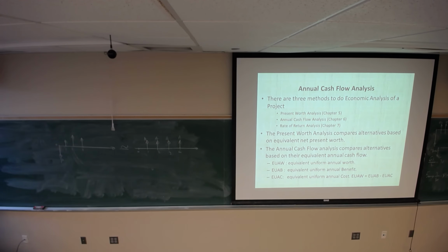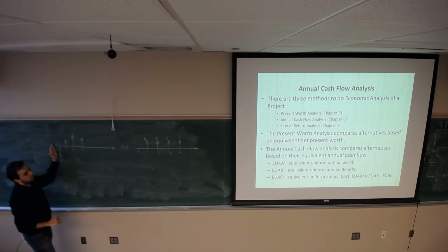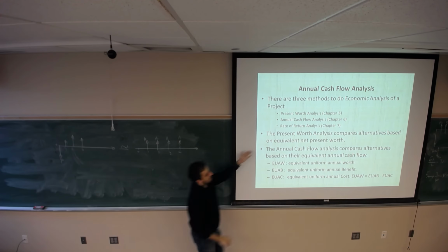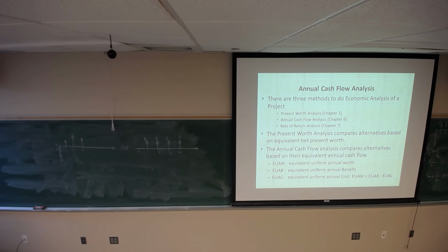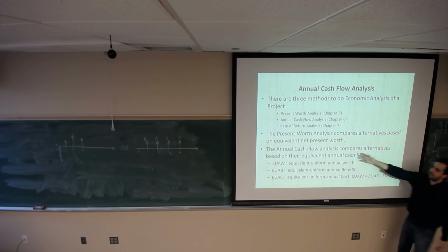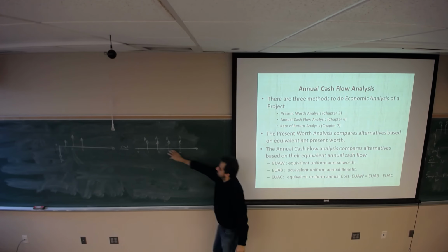So in the first approach, you find the present worth, you find the equivalent value of the cash flow diagram at the present time. For this approach, you just find the annual cash flow. So you are going to find A.